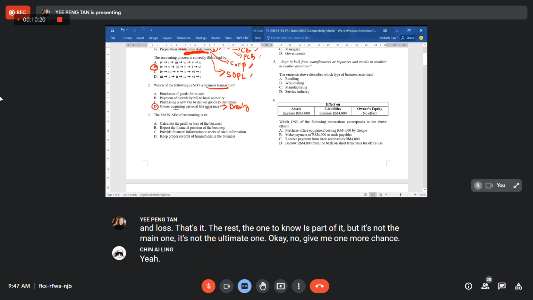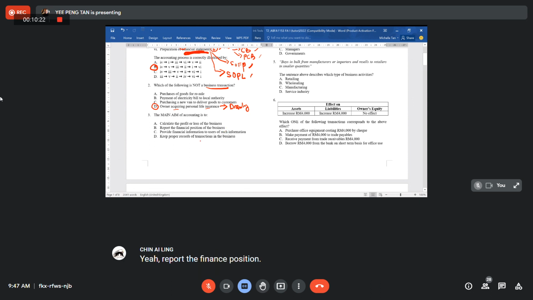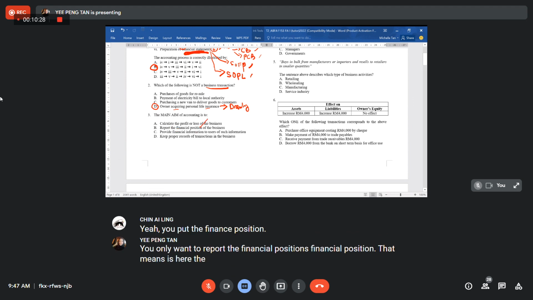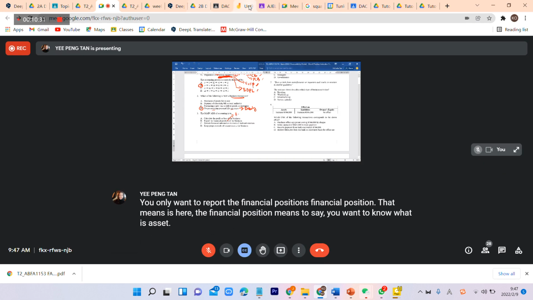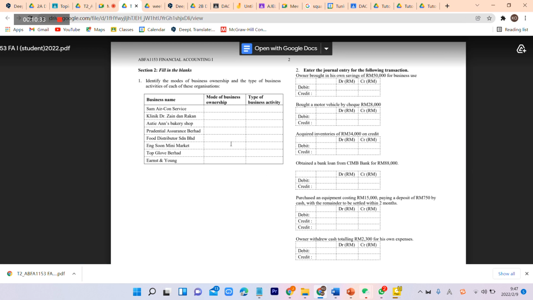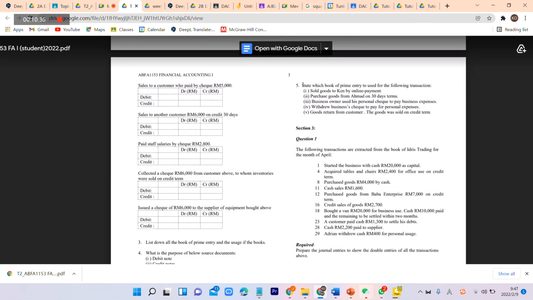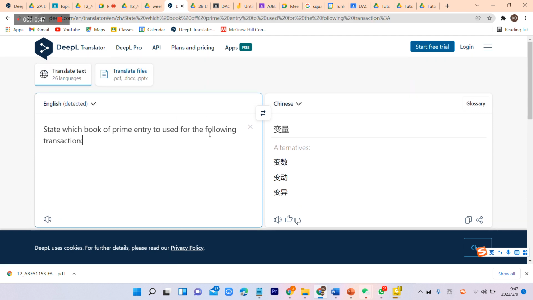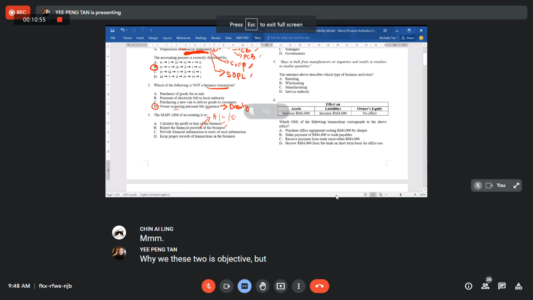B. Report the financial position. You only want to report the financial position? Financial position here means you want to know what the assets, liabilities and equity are, only. One more chance. Two more. Which one? Why we want these two is the objective, but why do we want to know this? This is called what?